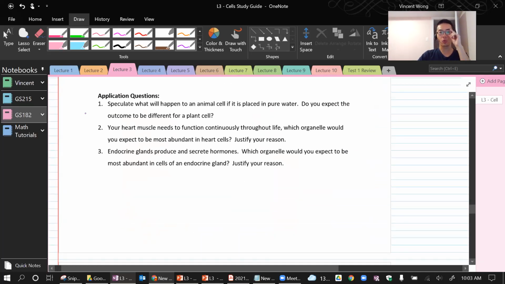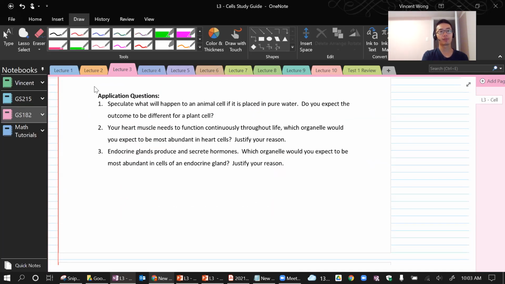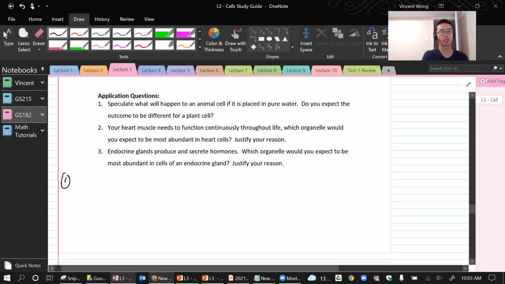Let's talk about the application questions. Number 1, speculate what will happen to an animal cell if it is placed in pure water. Do you expect the outcome to be different for an animal cell? That is actually something we'll talk about next class, but I want you to think about this at this moment, before we learn about it. So let's say this is a beaker with just water, and then we put the animal cell in.